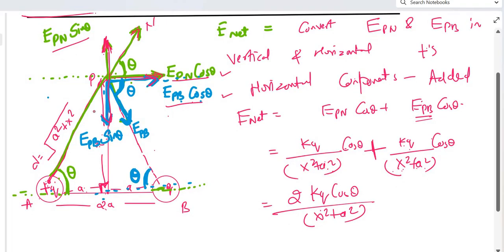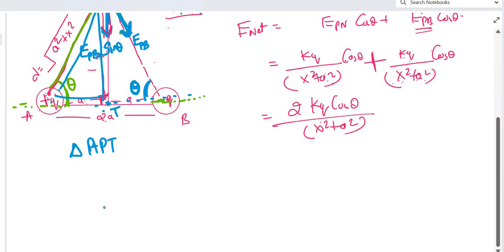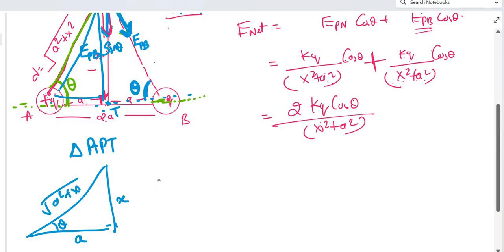It's pretty simple. Look at this triangle. Let me highlight it. This triangle, A, P, let me call this maybe T. Triangle A, P, T. In this triangle, what will be cos theta? Let me draw it separately, for better understanding of how to calculate cos theta. So this is theta, this is A, this is X, and this is the square root of A square plus X square.